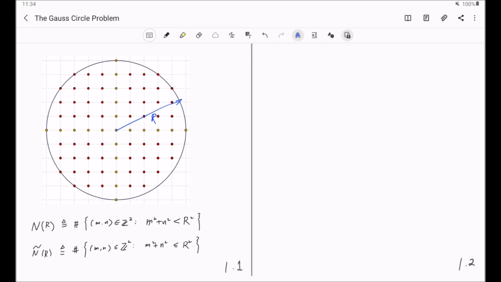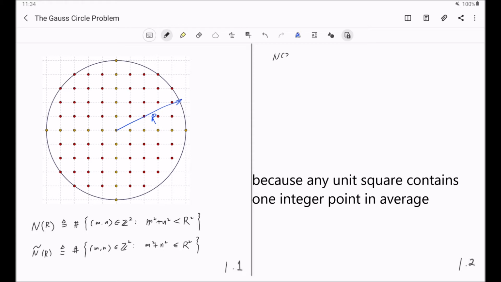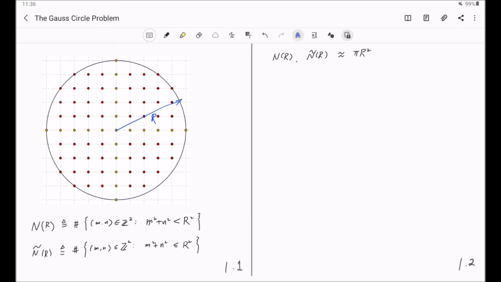When looking at this problem, some of you may have a feeling that the number of points inside of the circle, including the points on the boundary or not, should be somehow related to the area of the circle. So you may have the feeling that n of r and n tilde of r should be approximately the area of the circle. But mathematicians are interested to know how good this approximation is. Namely, if you take the absolute value of n of r minus pi r squared, or the absolute value of n tilde of r minus pi r squared, how big could those differences be?